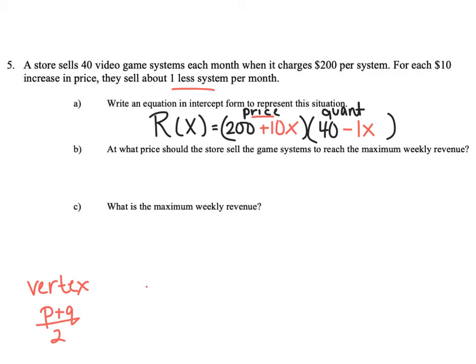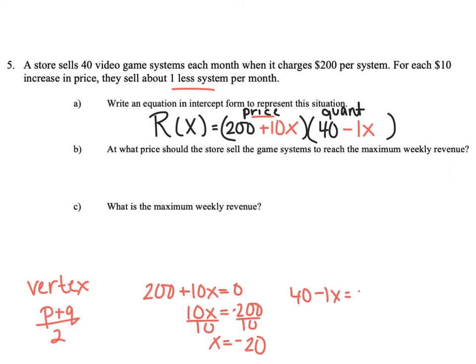Your x-intercepts are found by letting each factor be equal to 0. 200 plus 10x equals 0. So I subtract 200, which gives me 10x equals negative 200. Divide by 10, and I get x equals negative 20. And the other one, 40 minus 1x, would be equal to 0 by the zero product property. If I add 1x to both sides, I get 40 equals x. So my two x-intercepts are here.